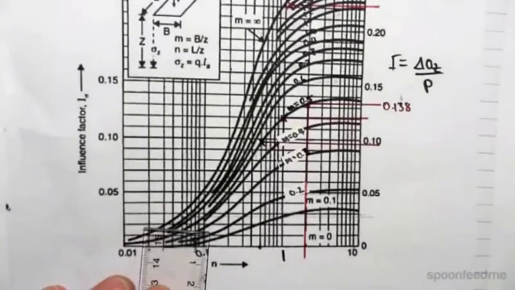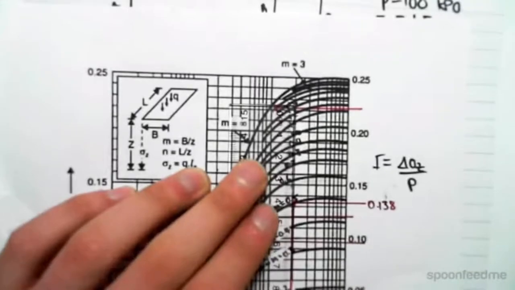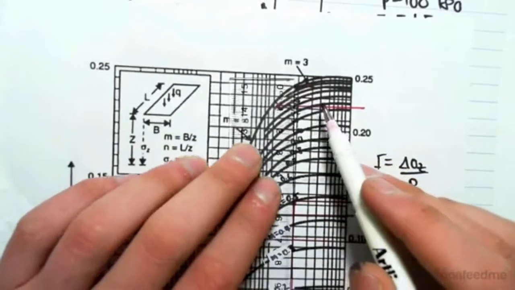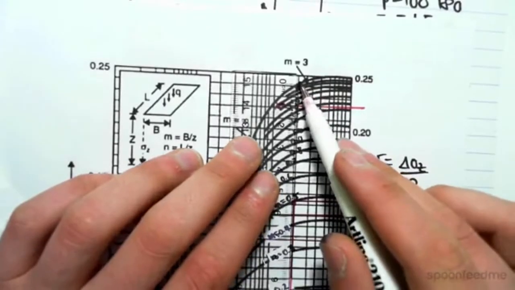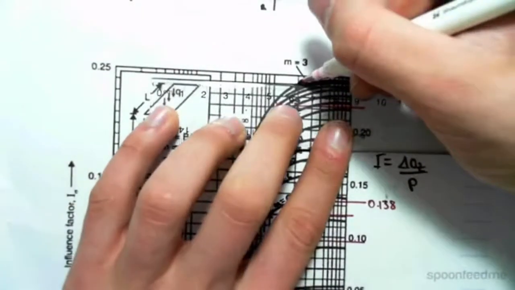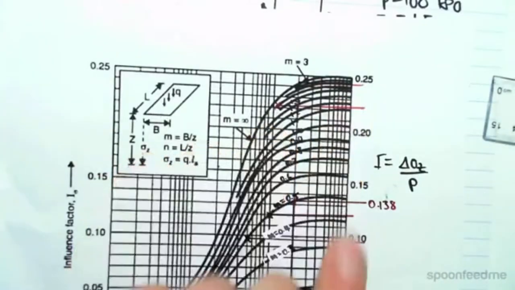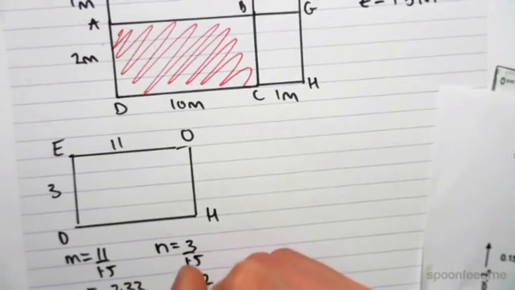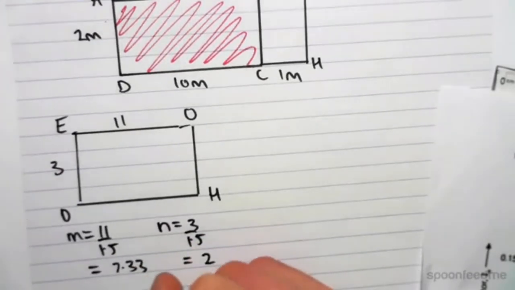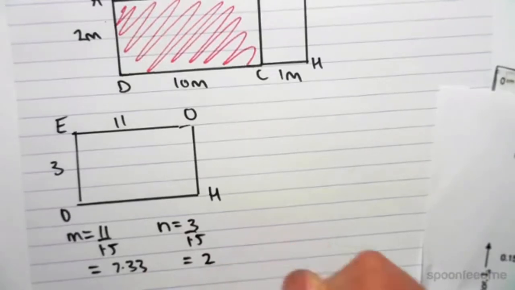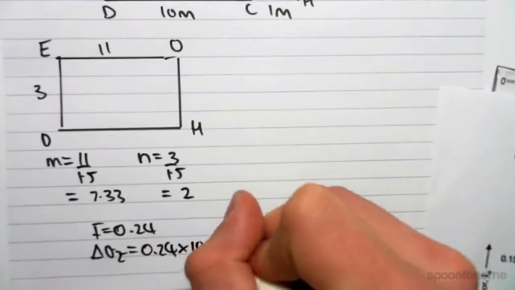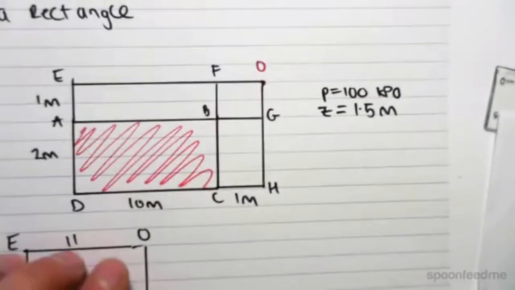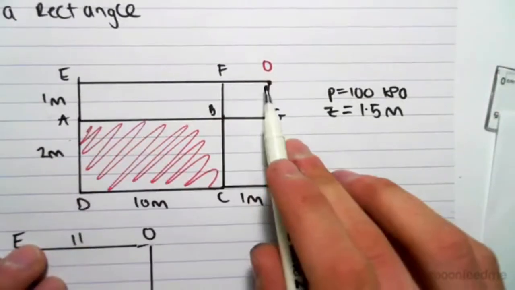So 2 is down here, 1, 2, up 2. The last curve here is m equals infinity, and the curve before that is m equals 3. So we're pretty much at m equals infinity, which is around there. We dash across and get a value of about 0.24. So I equals 0.24, and the change in stress equals 0.24 times the stress, which is 100 kPa, so we'd get 24 kPa. So we've found this whole shape, which has a corner at O.